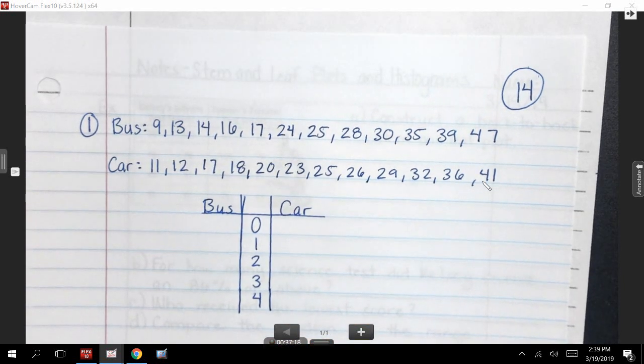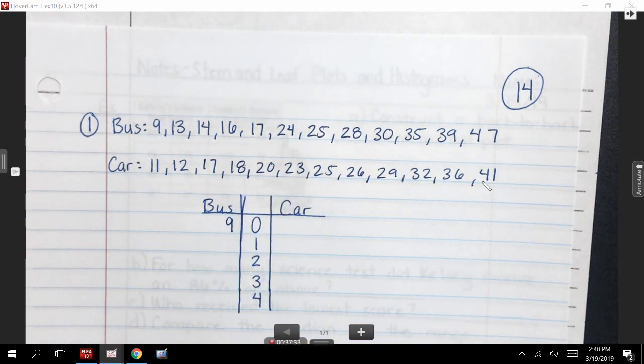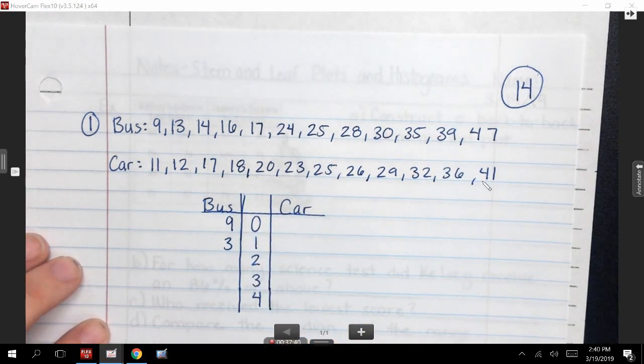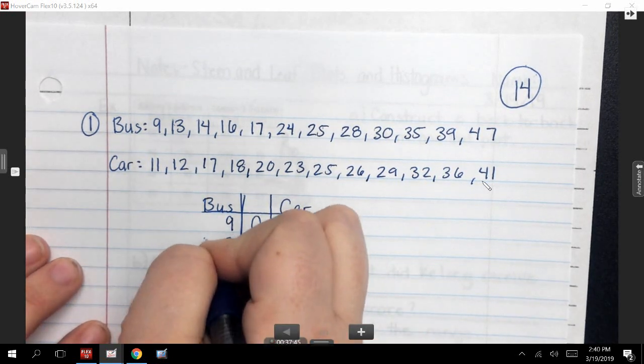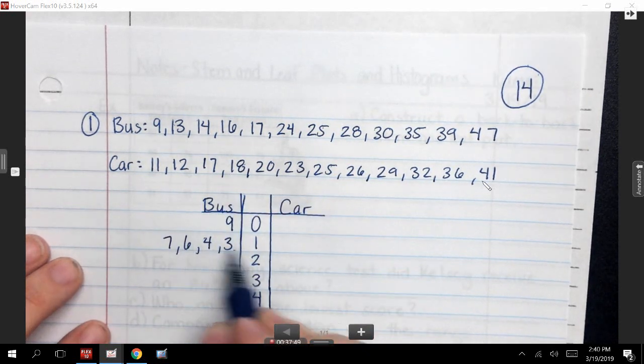I like to do mine shorter. That way if I need to add a row, I can just make it longer as opposed to having to erase since I'm using a pen. Okay. All right, for the bus, next to 0, what kind of leaves do I need for the bus? Holland? 9. For the bus, what leaves do I need by 1, Joelle? 3, 4, 6, and 7 from 13, 14, 16, and 17.